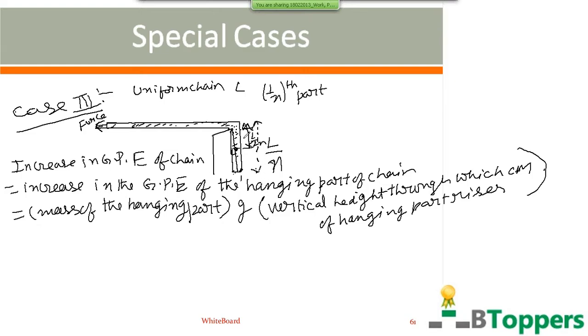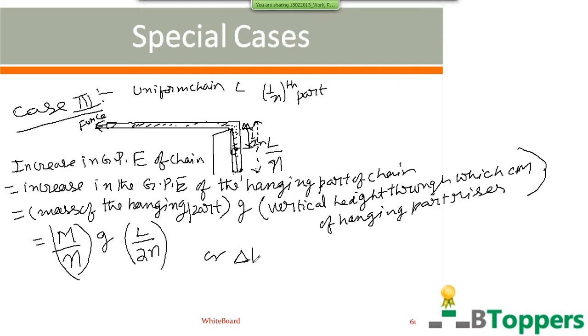1 by nth part of the length of the chain is hanging from the edge. Because it is a uniform chain, the mass of the hanging part will be 1 by nth of the total mass of the chain. Total mass of the chain I denote by m. So the mass of the hanging part of the chain will be m by n. The vertical height through which the center of mass of the hanging part rises will be half of the length of the hanging part, that is half of L by n. Therefore, the increase in the gravitational potential energy of the chain when the chain is just pulled back onto the surface of the table will be mgL by 2n squared.